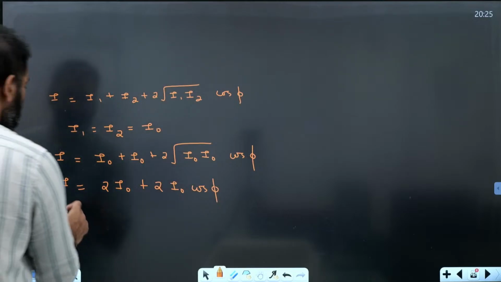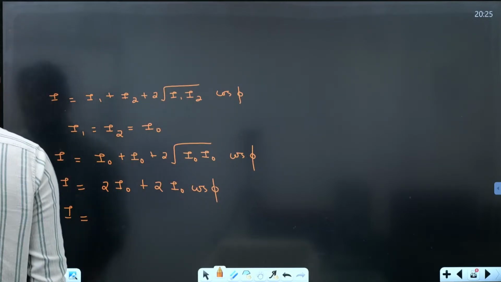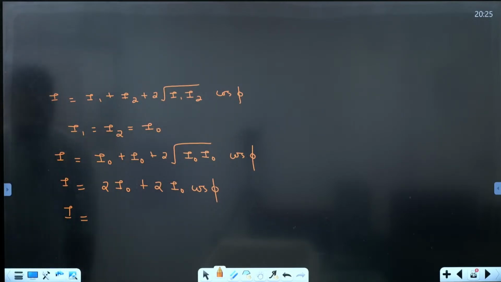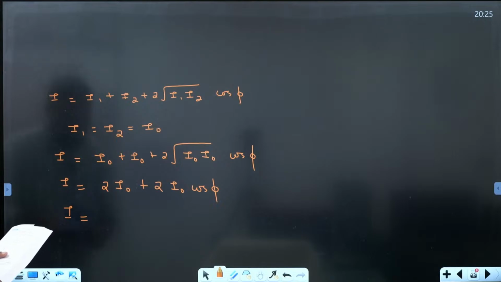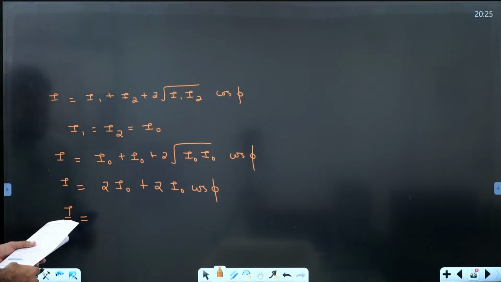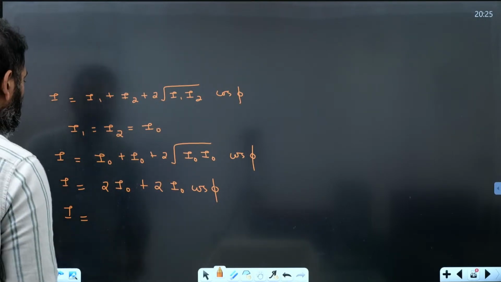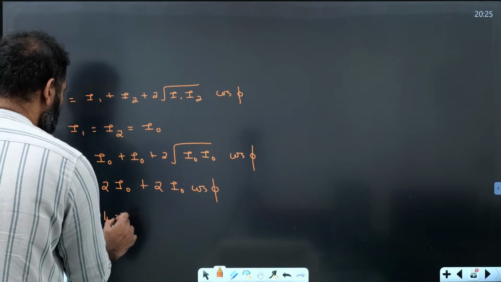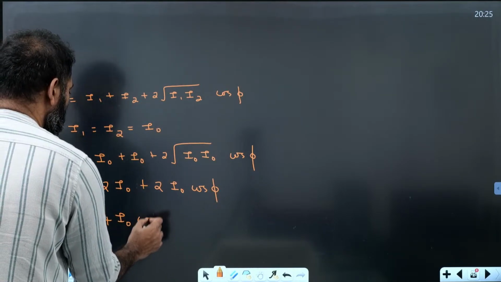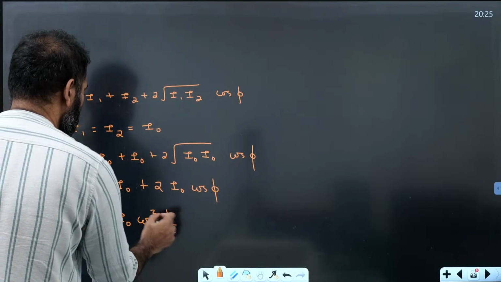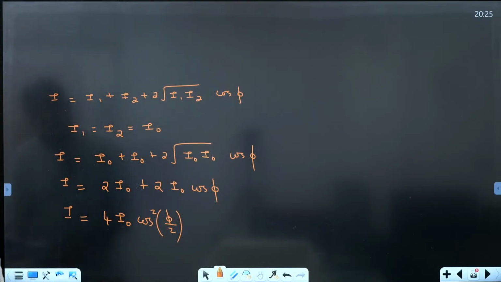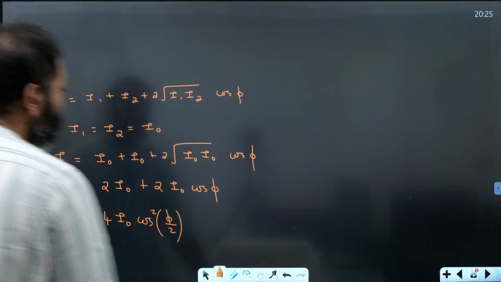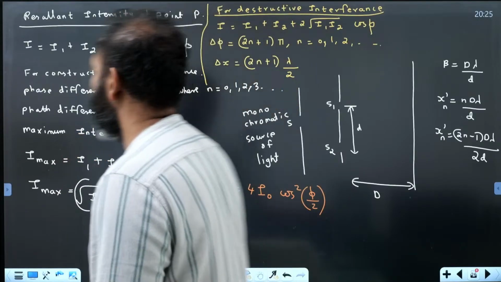That means, instead of I1 we are writing I0, instead of I2 also we are writing I0. Then what we will get? 4I0 cos square phi by 2. 4I0 cos square phi by 2. Please note down these conditions.